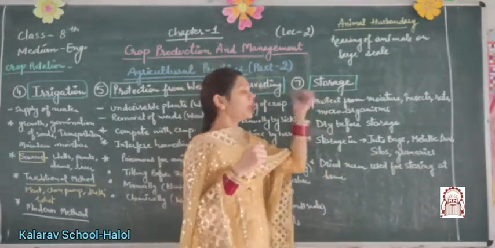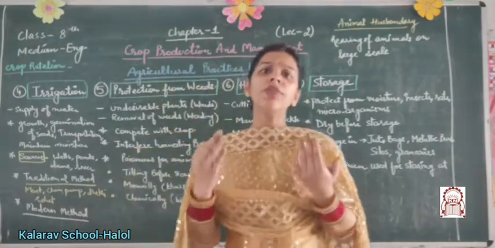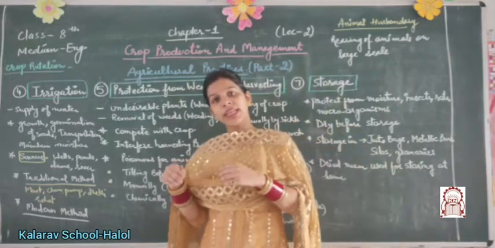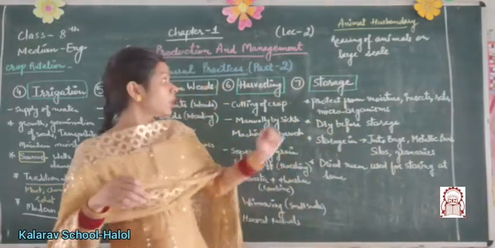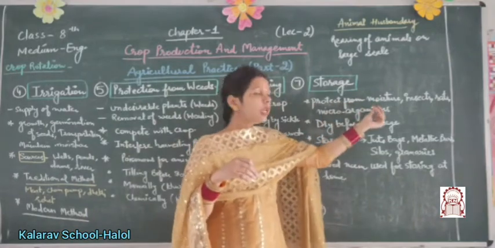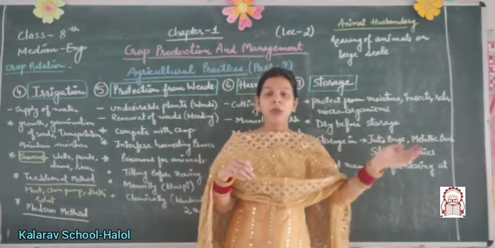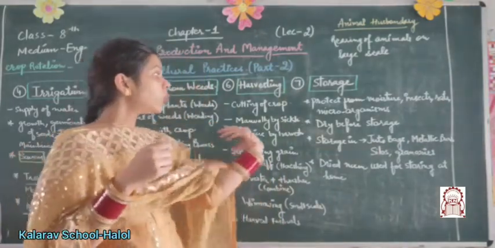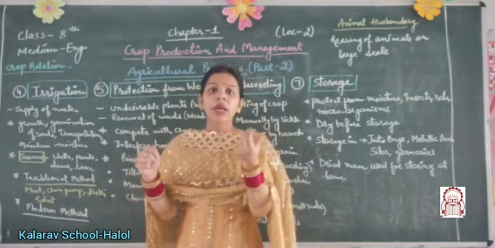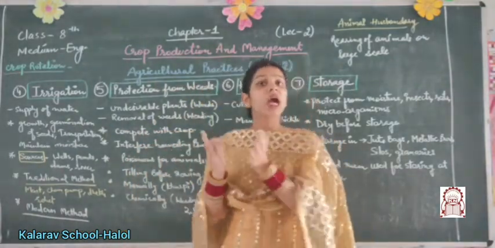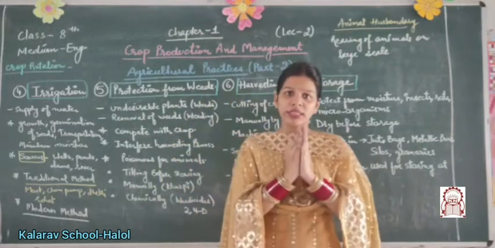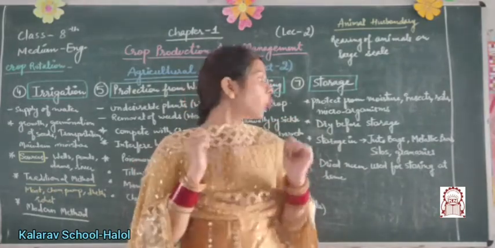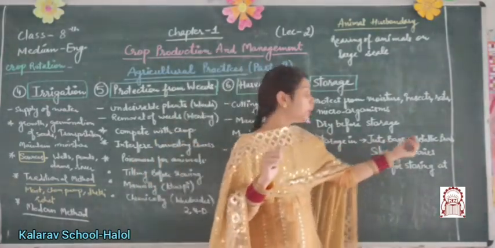The next is storage. Now after cutting of the crop we get the crop which we desire. So our main responsibility is to store that crop. Protection of a crop from moisture, insects, rats and microorganisms is called storage of the crop. The storage should be done in such a way that the crop we obtain during harvesting is dried. So dry crop is stored in jute bags and metallic bins.